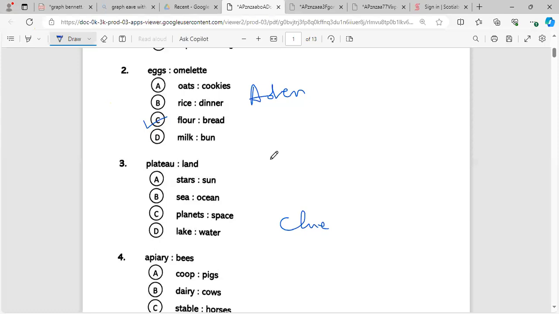All right, so Aiden, can you share a different explanation? Yes, sir. A plateau is a part of a land. It's like the flat part of a mountain. So a plateau is a part of the land, and the lake is a part of the water. Or you can say the water is a part of the lake, because the water is inside of the lake. Sir, I think it's C. Sir, the other explanation is plateaus are flat surfaces of land.